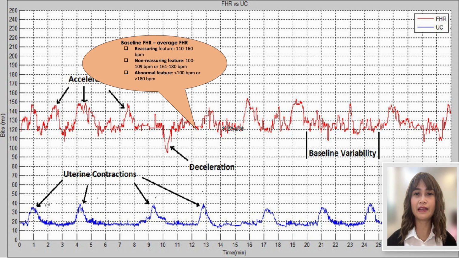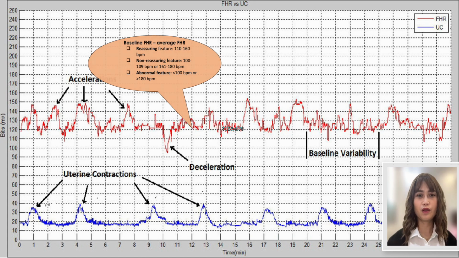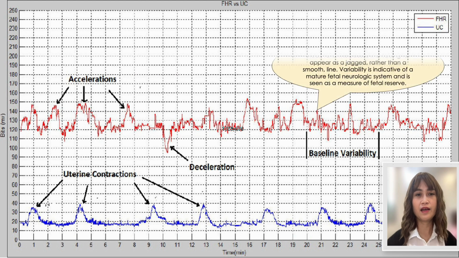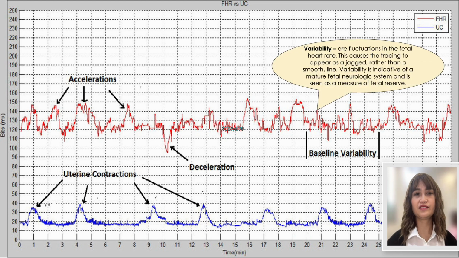We also have the 4 fetal heart rate features, which are the baseline heart rate, which is the average baseline fetal heart rate. Reassuring feature will be 110 to 160 beats per minute. Non-reassuring feature is 100 to 109 BPM or 161 to 180 BPM. Abnormal feature would be less than 100 BPM, which is the fetal bradycardia, or greater than 180 BPM, which is the fetal tachycardia. We also have the variability. These are fluctuations in the fetal heart rate.